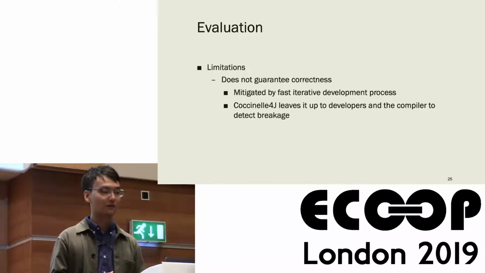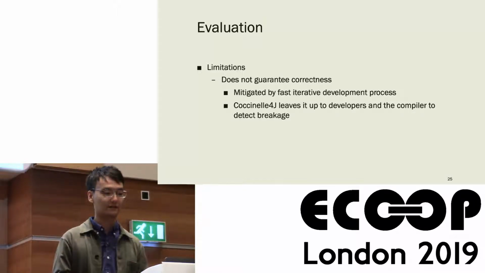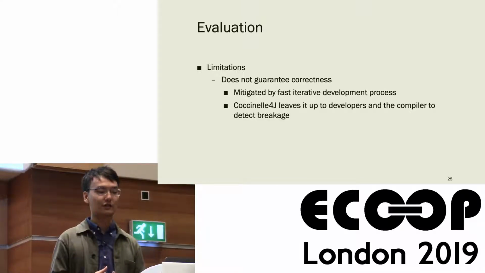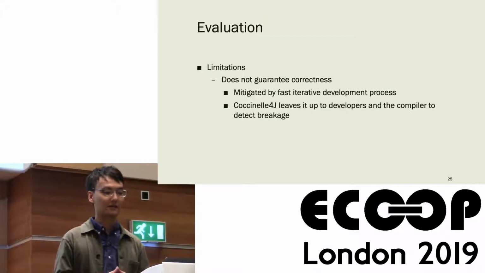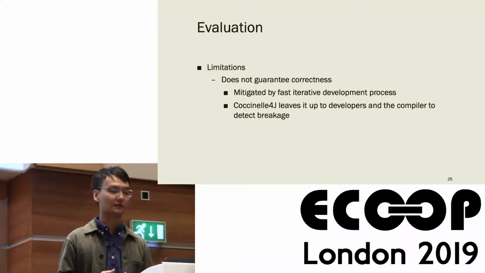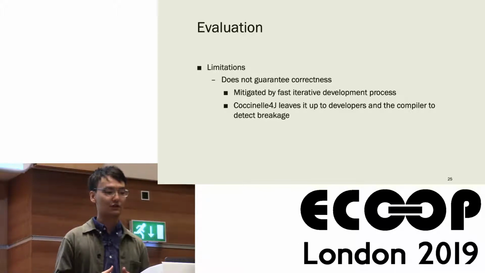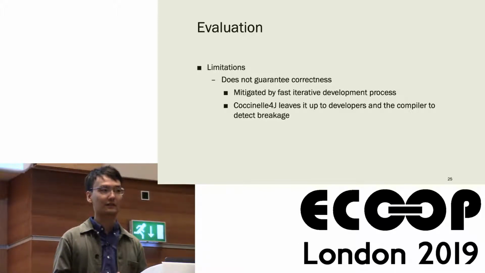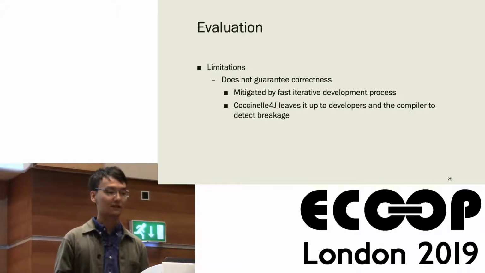Furthermore, Coccinelle 4J is provided on a best effort basis, so there's no proof of correctness. However, we think that this is mitigated by a fast iterative development process. Earlier, we saw that Coccinelle 4J performs quickly, and this quick process encourages exploratory programming, much like using a wrapper. And in large projects where Coccinelle 4J will be most relevant, there's likely to be a strict testing and code review process where breakage can be detected. But ultimately, Coccinelle 4J leaves it up to the developers and the compiler to detect breakage.